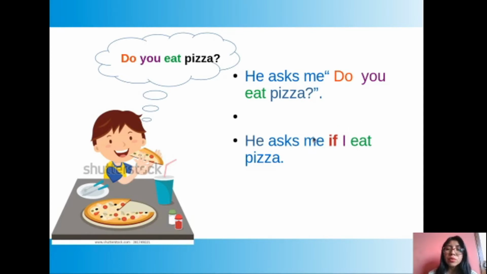Remember, when you are going to report a yes/no question, you have to use if or whether, okay? But we are going to use if. That is a little easier, okay? He asked me if I eat pizza. Él me preguntó si yo como pizza, okay? In that case, you are going to use the subject, the verb, and the complement, okay? In this case, you have to convert the question to an affirmative or negative sentence, depending on the question, okay?